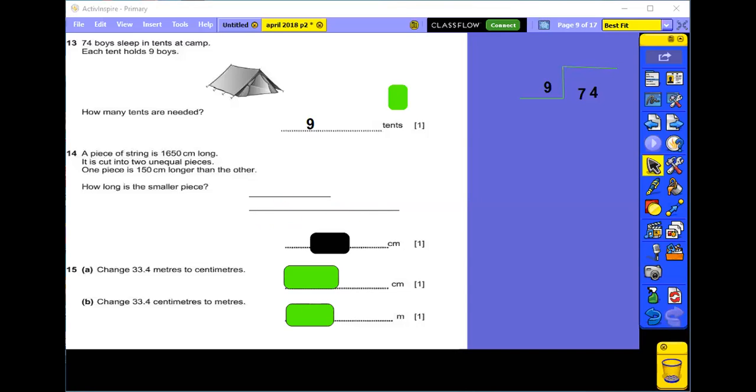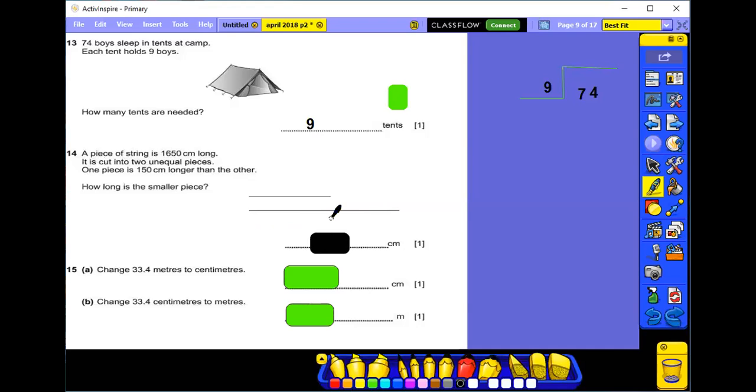Let me explain this part to you. He is telling you that this part is 150 longer, right, Maram? So first of all, step number one, the total of the two strings, if you put the long one and the short one together, is 1,650. Step number one, take away this 150 from 1,650. If you take away 150 from 1,650, the answer will be 1,500. What is this 1,500, guys?